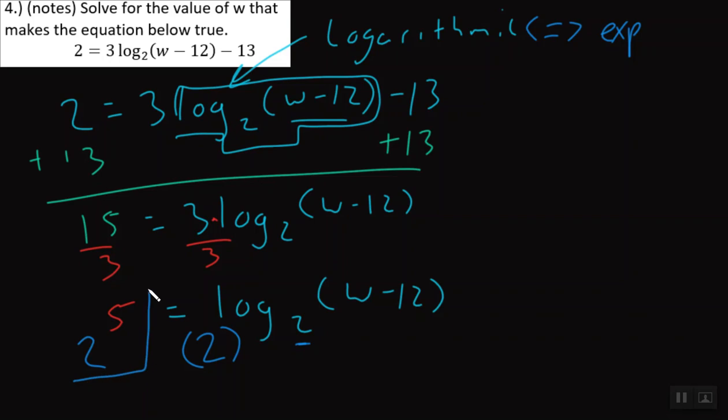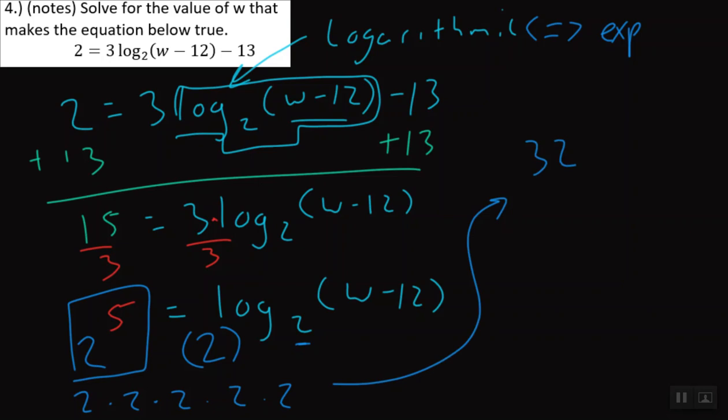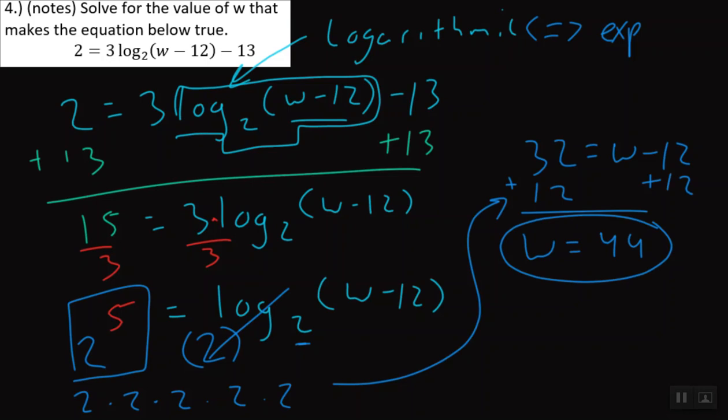Now you might have to use a calculator to do this, or you could just do 2 times 2 times 2 times 2 times 2, and it turns out that 2 to the 5th power, you'll see this really frequently, is just 32. And our 2 to the power of log base 2 cancel, and we're left over with w minus 12. At this point, we can add 12 to both sides, and we get our final answer of w is equal to 44. Pause the video, finish taking notes, and I'll see you in our next video.